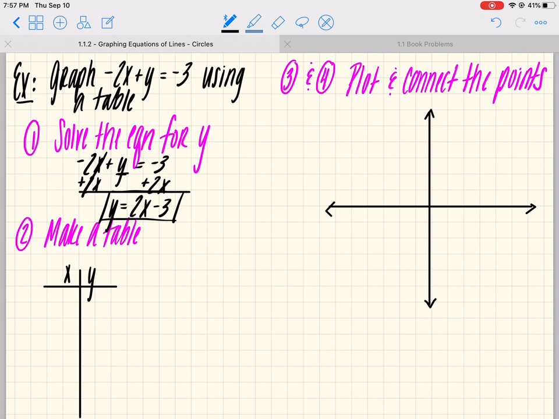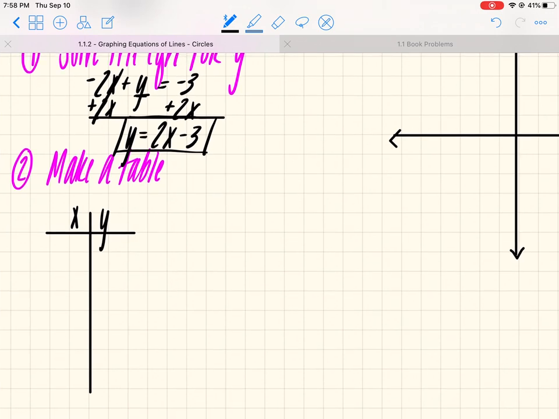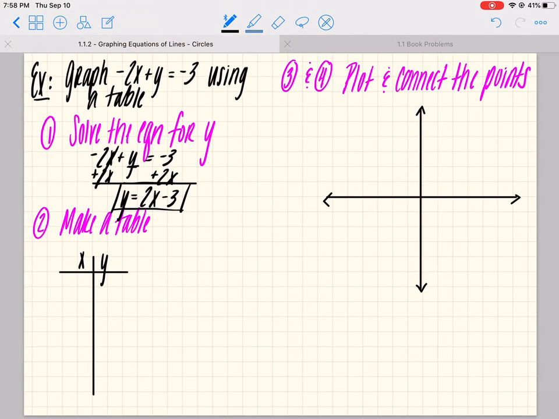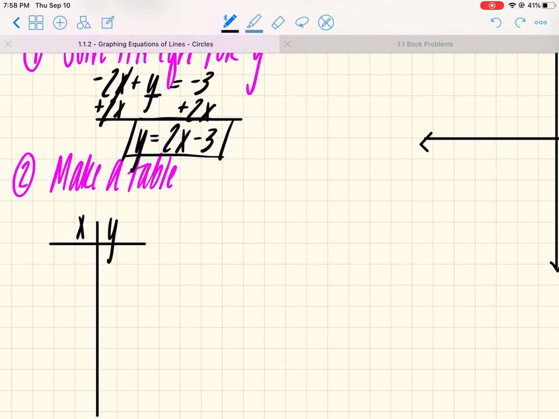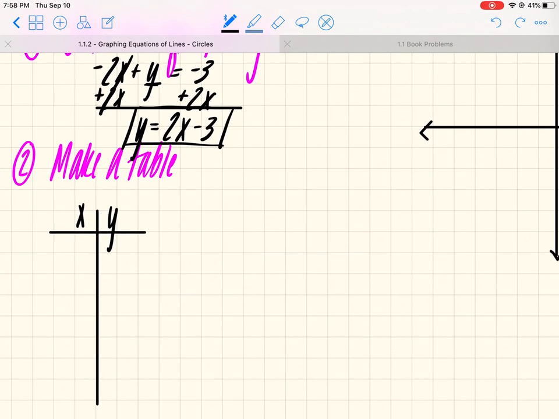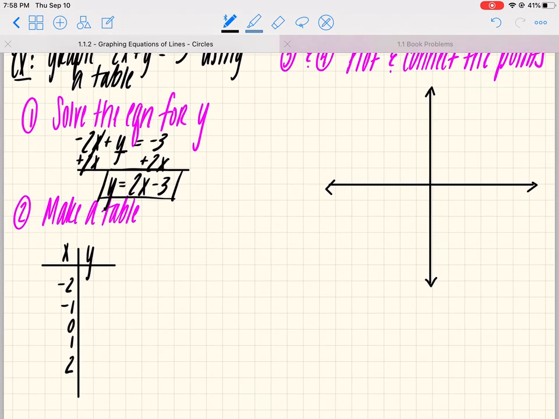And typically when you're dealing with a linear function like this, or a line, you can choose values of x that kind of revolve around 0. So I would have 0 in the middle and then choose a couple negative numbers and a couple positive numbers. So let's just say we choose -2, -1, 0, 1, and 2. That should give us a good idea. Having 4 to 5 points should give us a good idea of what the shape's going to look like.